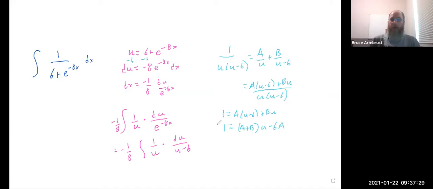And so if we equate like terms on either side, there are no u's. So that tells me that a plus b has to equal 0. And the constant is minus 6a. So I know that minus 6a has to equal 1. And so I've got a system I can solve. This one tells me a equals minus 6. If I plug that into this other one, it tells me that b is equal to 1/6.